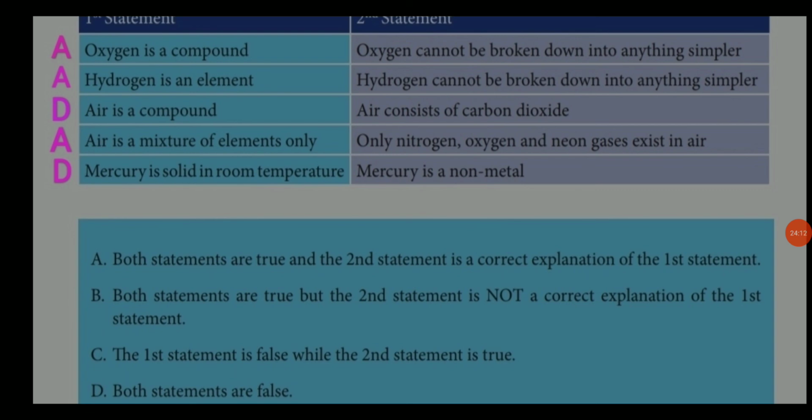Next one, air is a mixture of elements only. Only nitrogen, oxygen and neon gas exist in air. It's true. So both are true. Air is a mixture. A.